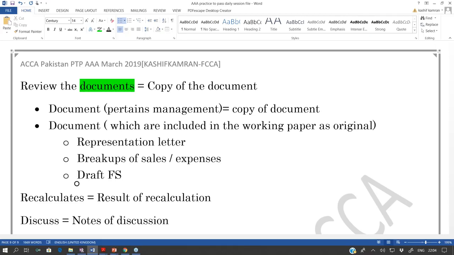Not exactly the consequence. It's common sense, right? And you have to portray professionalism. You have to portray professionalism in the exam paper. So obviously the draft financial statement cannot be a copy of a draft financial statement, because that's something which belongs to the auditor. That's the subject matter of the auditor.